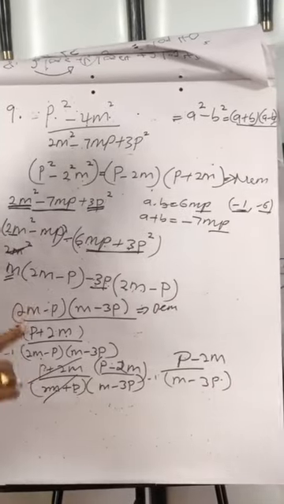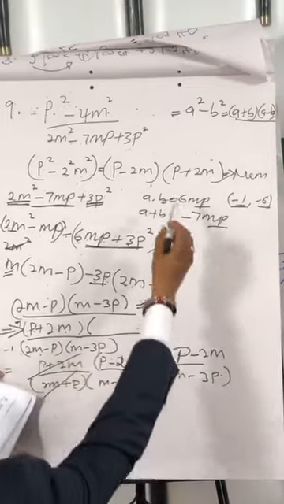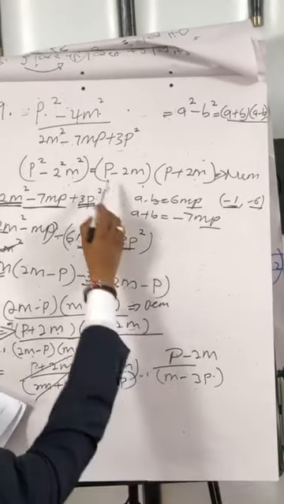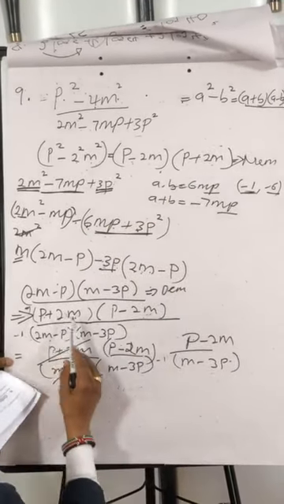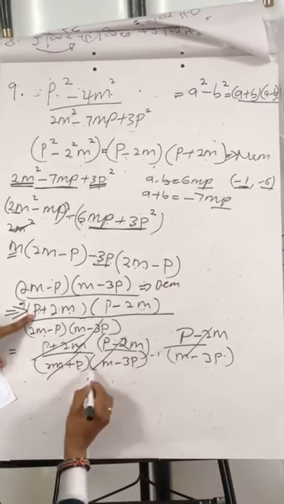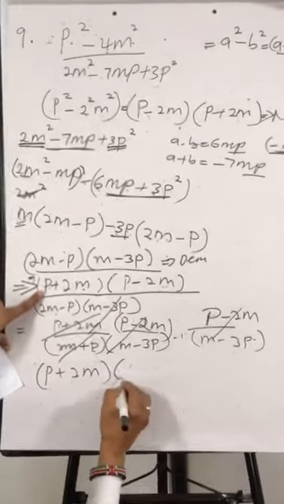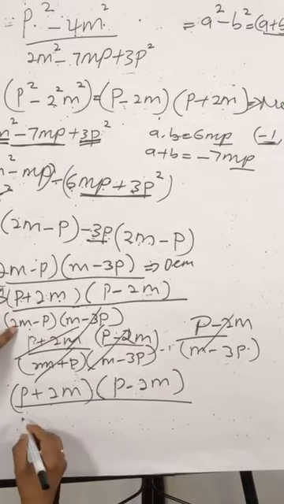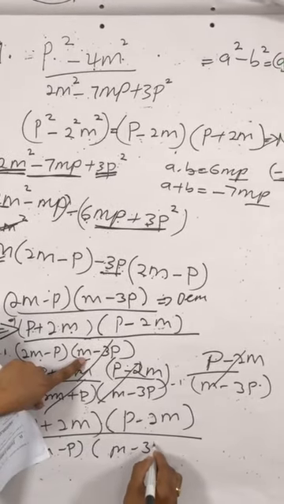So from here, just get me from here, p plus 2m, which is here, p plus 2m, then p minus 2m, which is this part of the value. I only took one part, sorry for that. So we take both of them. That is p plus 2m. We start, just forget about this. So we start from here. P plus 2m into p minus 2m divided by 2m minus p into m minus 3p.